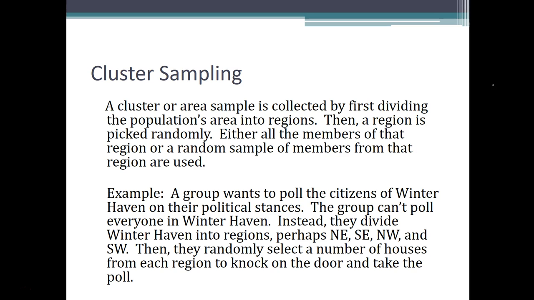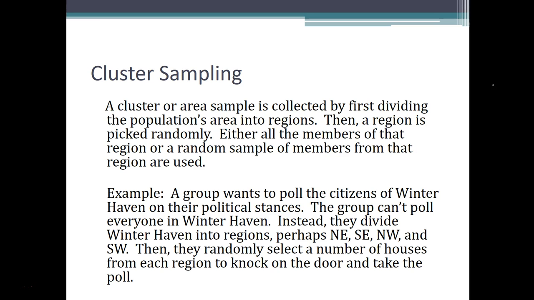pollsters want to poll the citizens of Winter Haven on political stances. They can't poll everyone in Winter Haven. It's just not possible to hit every single one of them. And they may not want to hit children who can't vote anyway, or some people who are in the hospital, they don't want to bother them. So what they'll do is they'll take a sample of people from Winter Haven. So they could divide Winter Haven into geographic regions, such as, conveniently, northeast, southeast, northwest, and southwest. The streets have that on there already, so that might be an easy way to divide up Winter Haven.